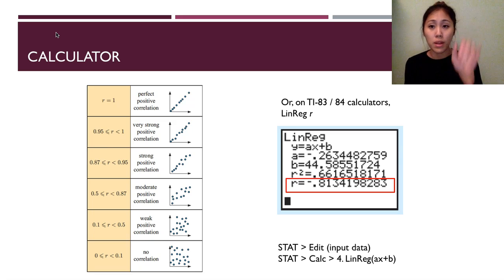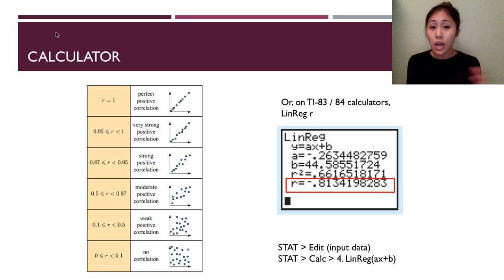Always put independent in the first column and dependent in the second. After you input your data, press Stat again and go to Calc. It's the second tab on top. The first tab is Edit, the second tab is Calc. And then the fourth option is the linear regression.